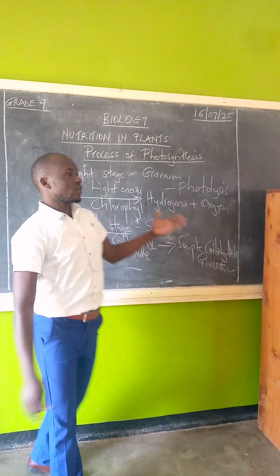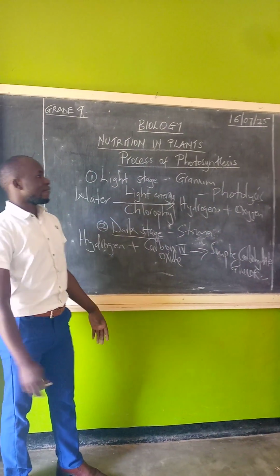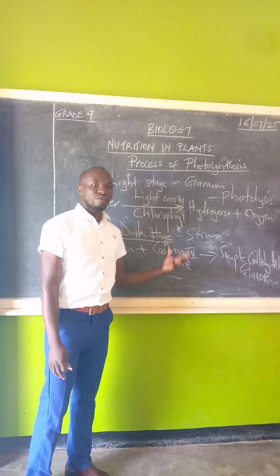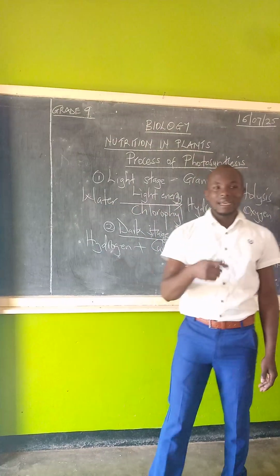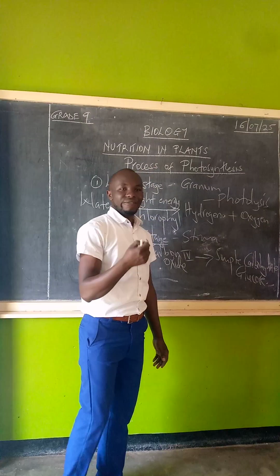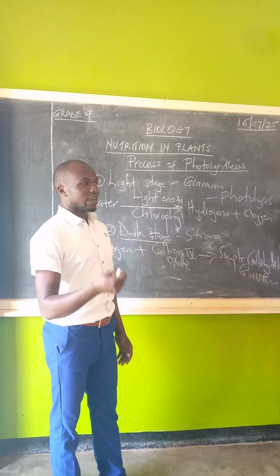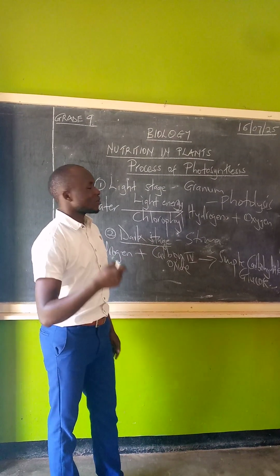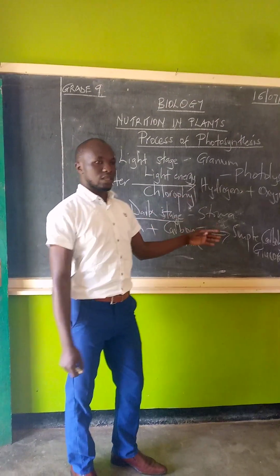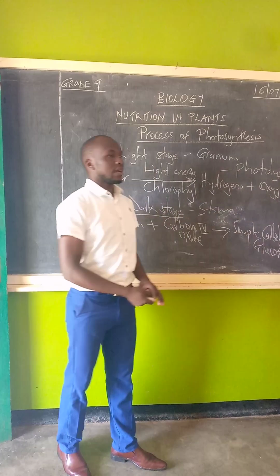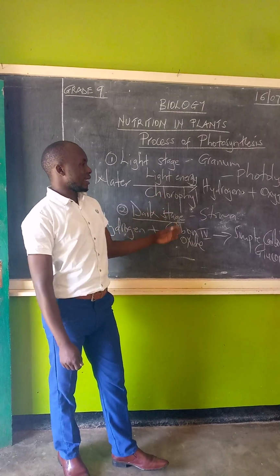So in our next class, we will look at the factors affecting the rate of photosynthesis. The assignment that I'm giving today: state five factors affecting the rate of photosynthesis. And that is what we will start with in our next lesson.